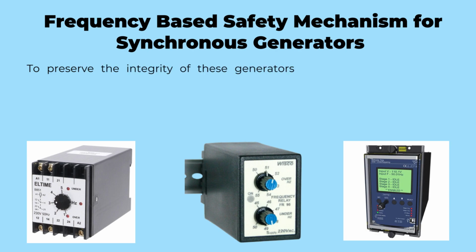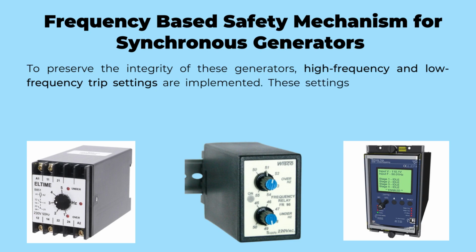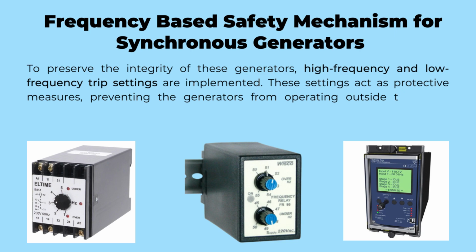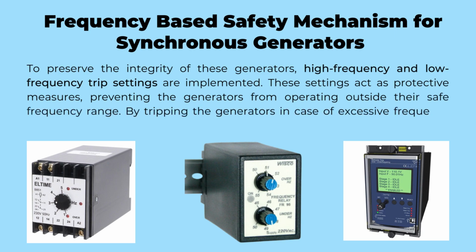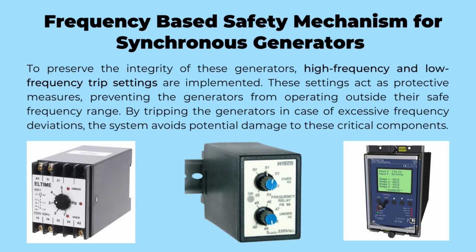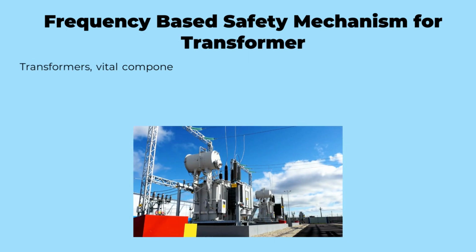To preserve the integrity of these generators, high-frequency and low-frequency trip settings are implemented. These settings act as protective measures, preventing the generators from operating outside their safe frequency range. By tripping the generators in case of excessive frequency deviations, the system avoids potential damage to these critical components. But it doesn't stop there.